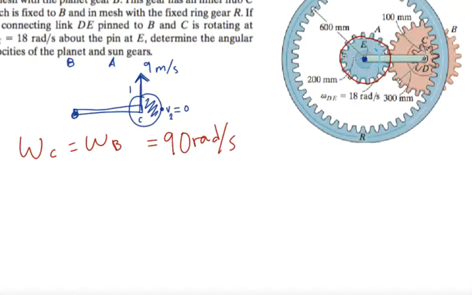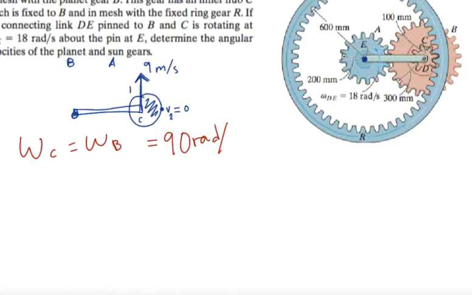So you might be tempted to say, oh, if gear B has an angular velocity of 90 radians per second and its radius is 0.3 meters, you multiply those two, that gives us the tangential velocity, and that would translate to gear A with the same tangential velocity, and then you divide by r and solve for omega. But no, that's not how it works.